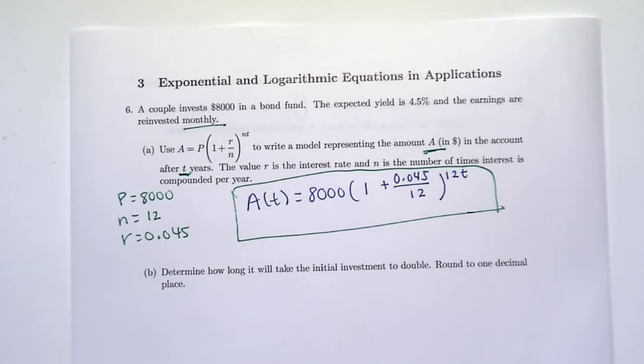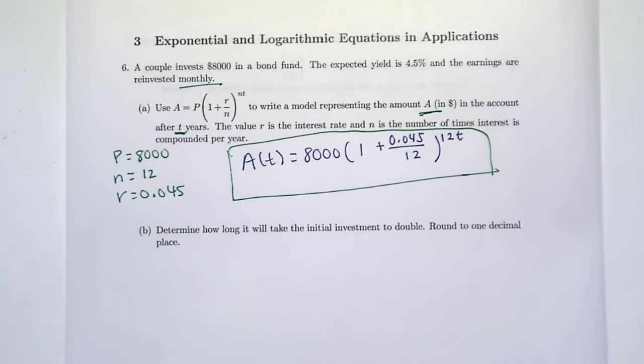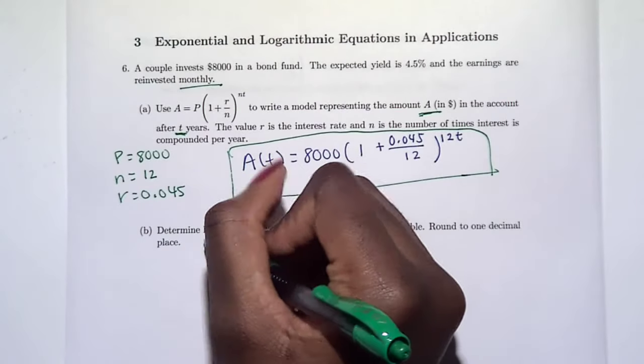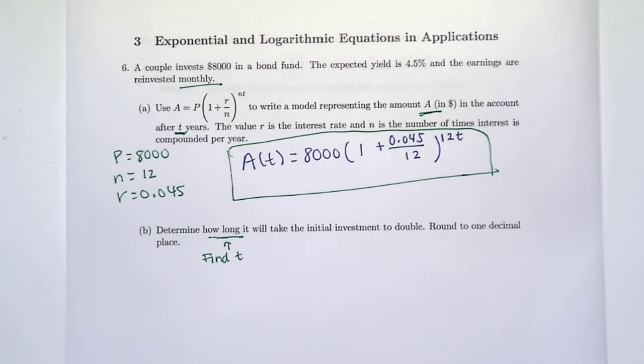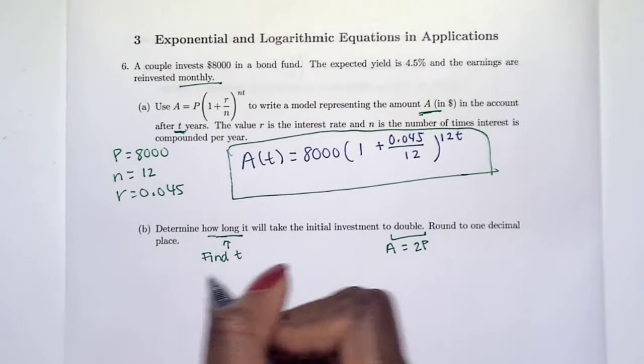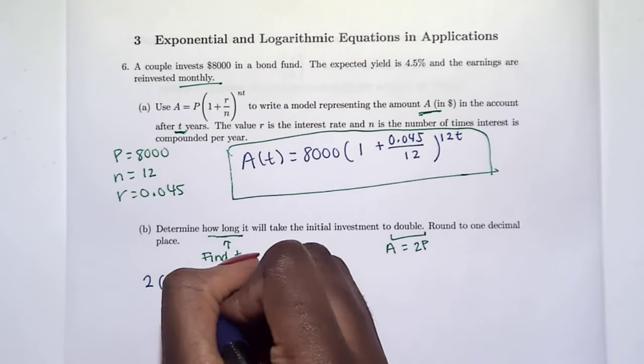All right, so next question, it says determine how long it will take the initial investment to double, round to 1 decimal place. With these problems, you really have to read carefully. What is this question even asking for? Is it asking for our ending amount? How long? This means that we need to find the time. So we're solving for t. And how long will it take the initial investment to double? Well, this tells us our ending amount is 2 times our initial amount. So hopefully that makes sense. We're trying to find the time it takes our ending amount to be 2 times what we started with. So we're just going to plug that in. Our A is going to be 2 times P, so 2 times 8,000.